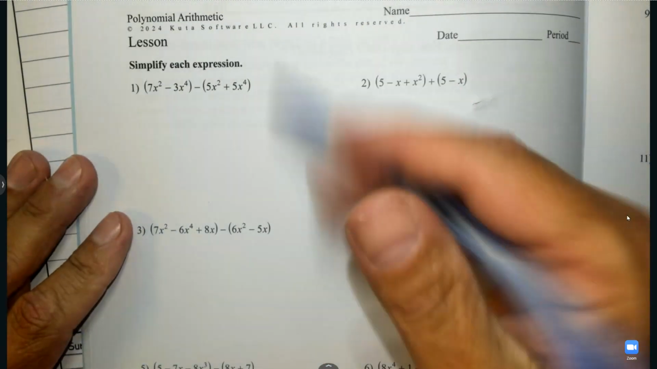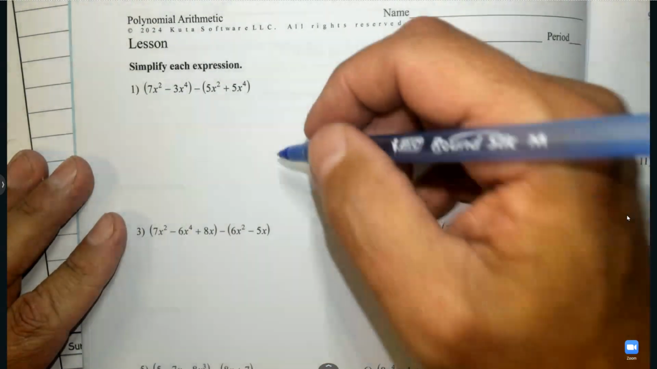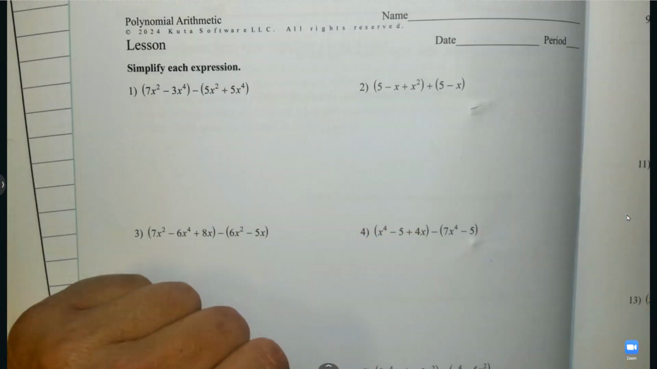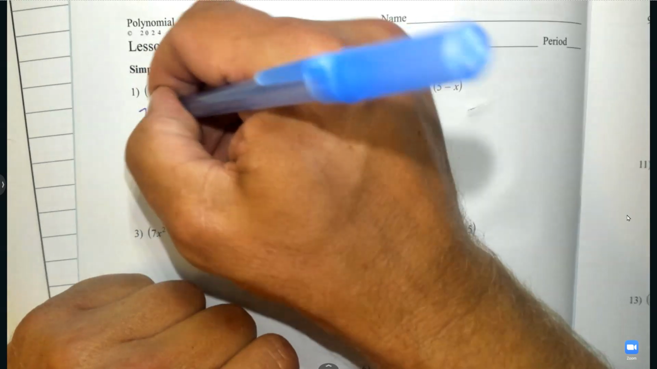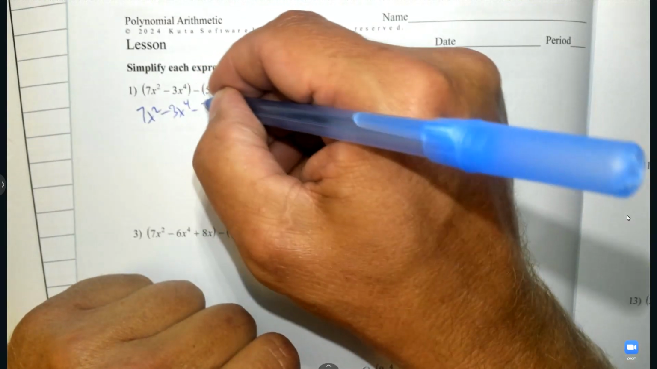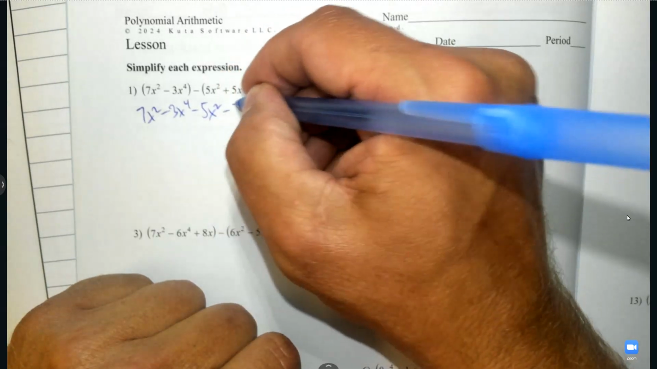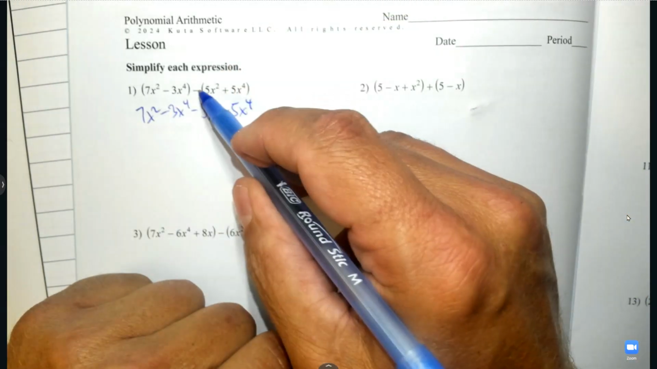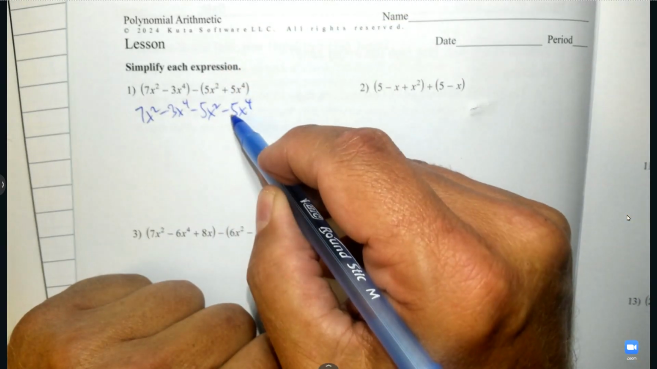All right, here's a lesson on polynomial arithmetic. That just means can you add, subtract, and multiply polynomials? This is what you're looking at, or polys. Combine like terms. We've got to be careful when there's a negative. I think everybody should distribute the negative first and then combine like terms so you don't make a mistake. So that subtract belongs to both.